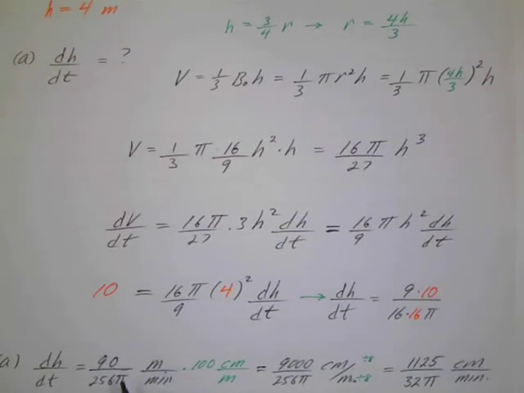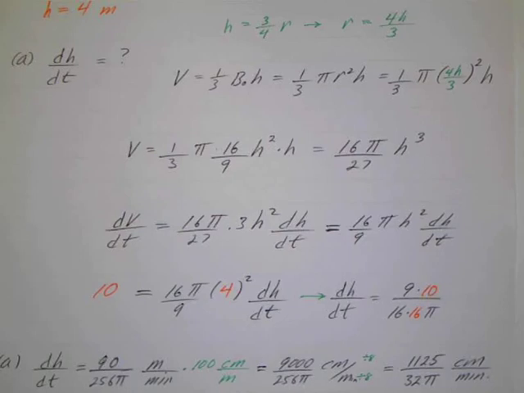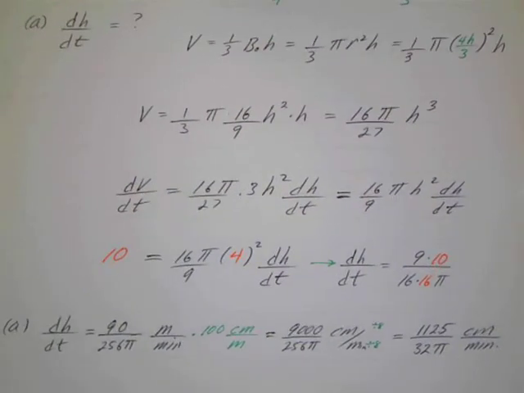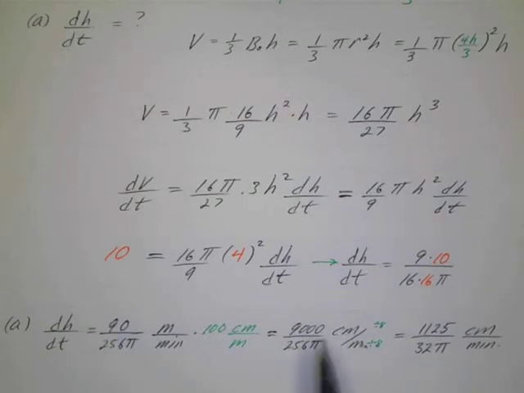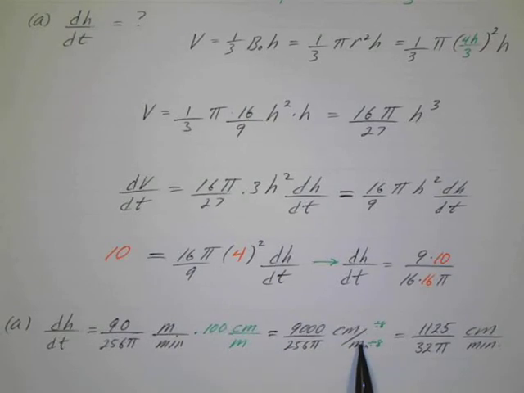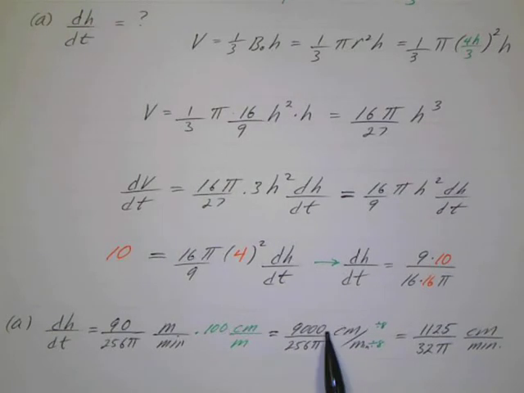So this is going to be in meters per minute, but I want it in centimeters per minute, so again, you're going to have to carry your units here just to double check. There's 100 centimeters per meter. If I multiply this by 100 centimeters per meter, the meters cancel, so I've got centimeters per minute. 90 times 100 is 9,000, all over 256 pi. Now I can divide the top and the bottom by 8. 8 goes into 9,000 1,125 times, and 8 goes into 256 32 times. So I've got 1125 over 32 pi centimeters per minute.